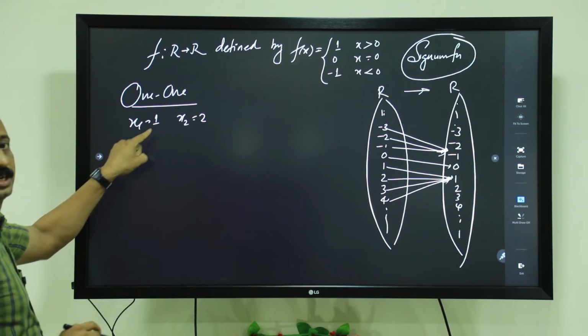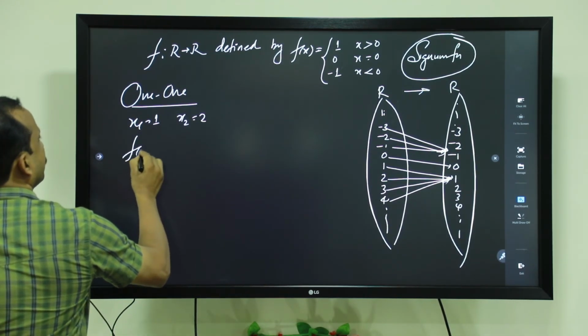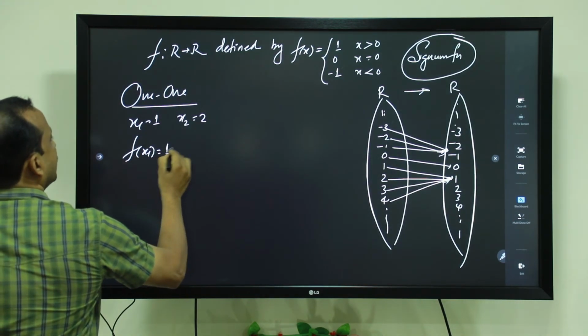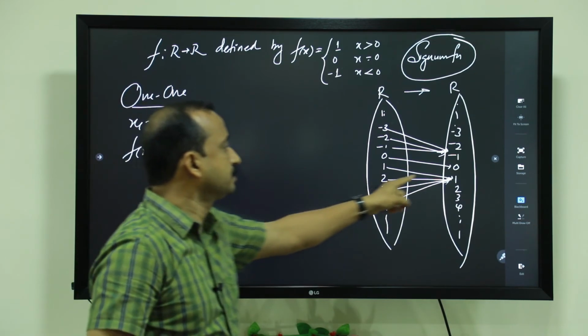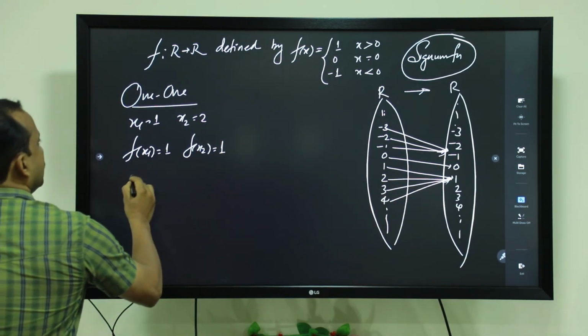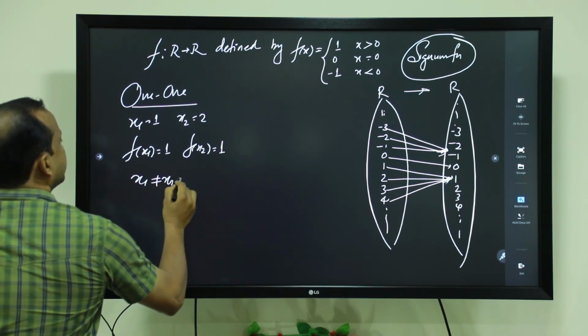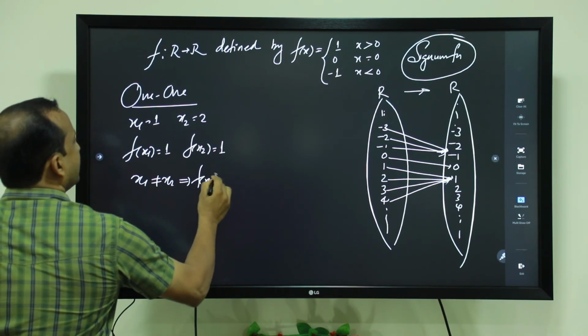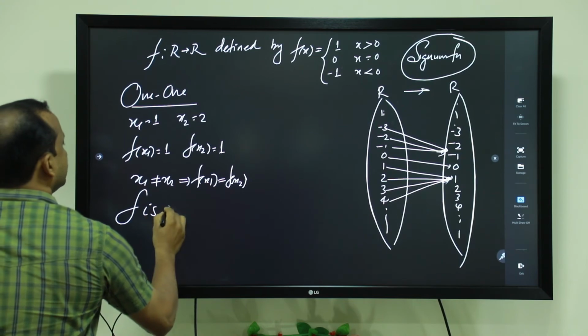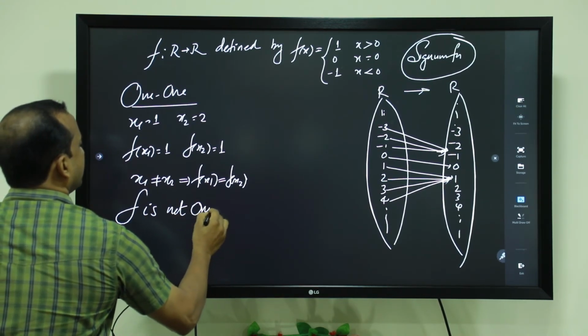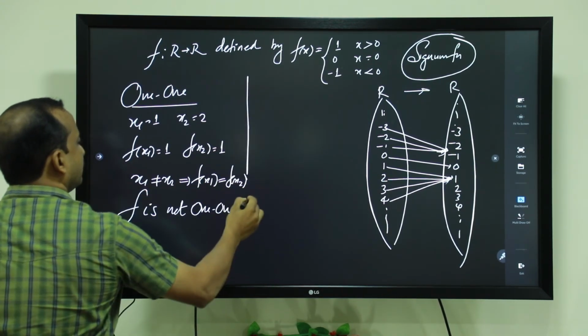You take x1 equal to 1 and x2 equal to 2, and therefore our images f of x1 is 1, f of x2 is also 1, because 1 and 2 have the same images. That means x1 is not equal to x2, yet we get f of x1 equal to f of x2, and therefore our function is said to be not one-one.